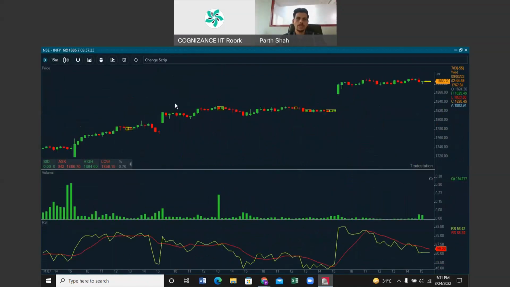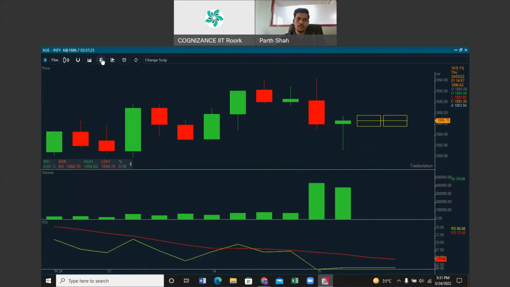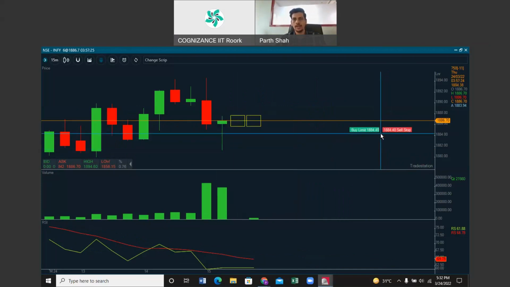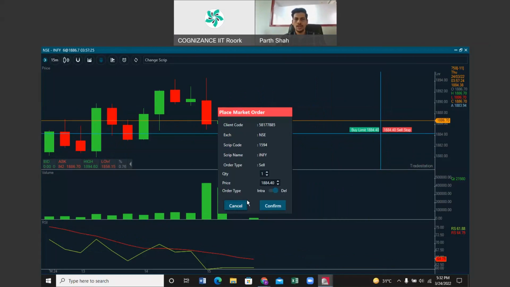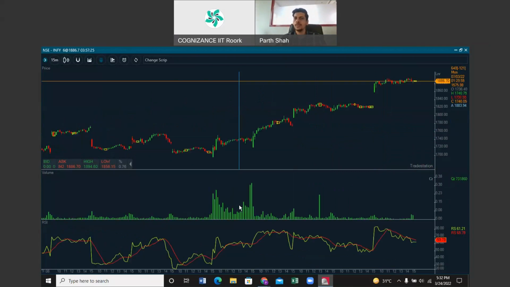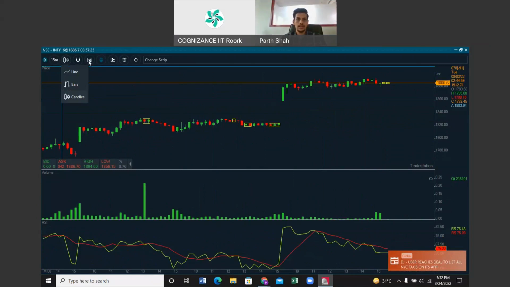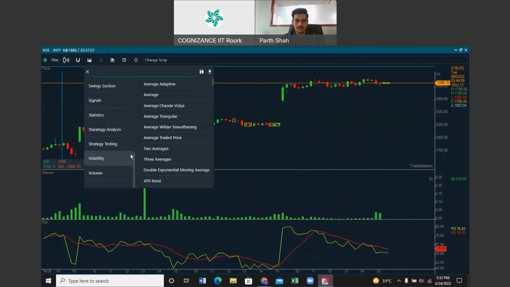A very good thing about this chart is you can trade directly from charts. So this is a trading tool. This helps you to make a trade with your mouse. On a left click, it will open up the buy window, and on a right click, it will open the sell window. So you can place your trade directly from here and the trade will be executed, and the same trade would be marked on this particular chart. And then you have the studies, backtesting, everything.